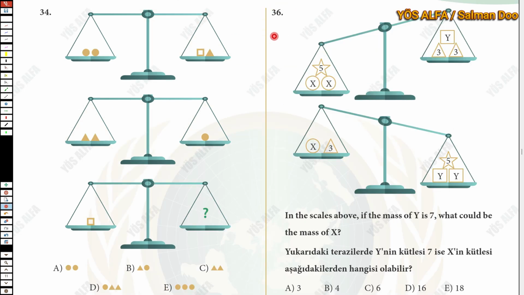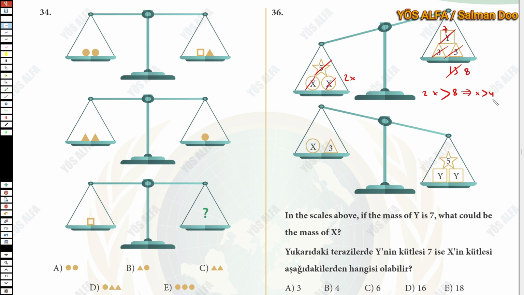36. Another balance problem. In the scales above, the mass of the y is 7. So what could be the mass of x? So y is 7, and 7 plus 3 is 13. On the left hand side, we have 5 and 2x. Let's take away 5 from both sides of the balance. So we'll have 8 here, and on the left hand side we have 2x. So 2x is heavier than 8.